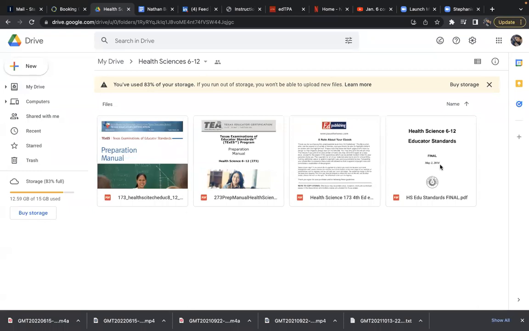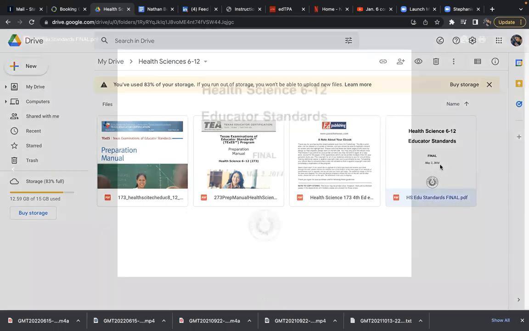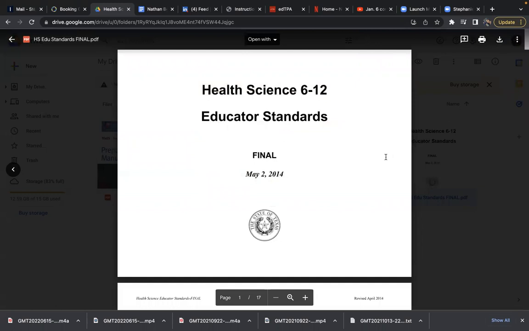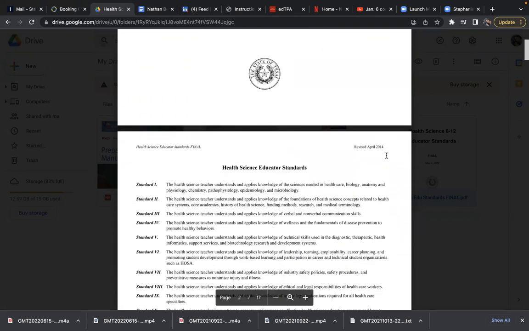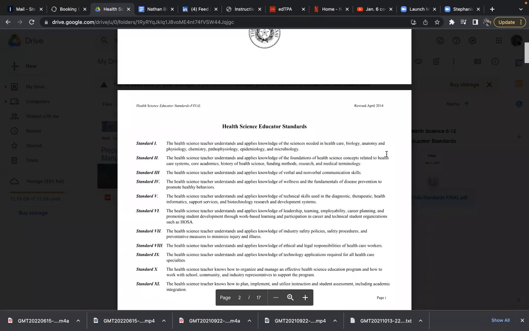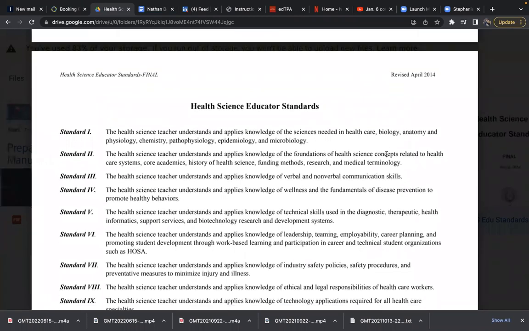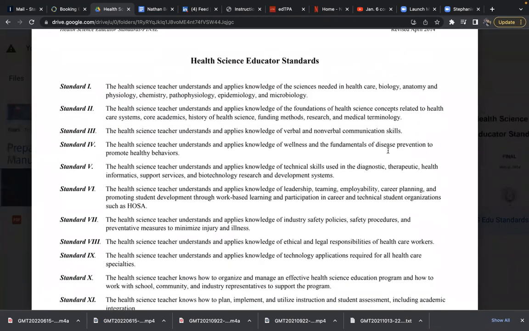Well, I should begin by saying that before the test is made, a content area begins with this document. These are your standards, and every content area has this document that dictates what they must know and what they must be able to do in the classroom. So this is the document for you. And this is the document that TEA, the Texas Education Agency, sends to the test maker.